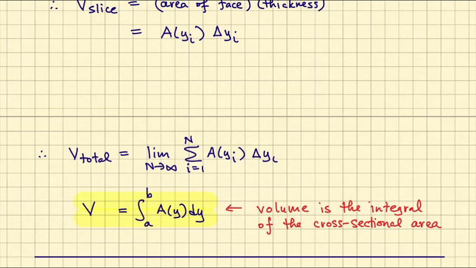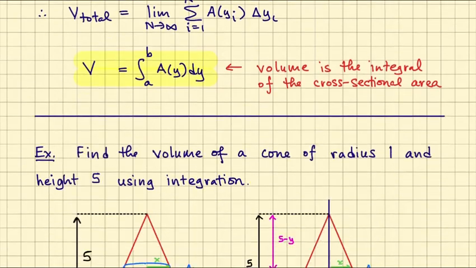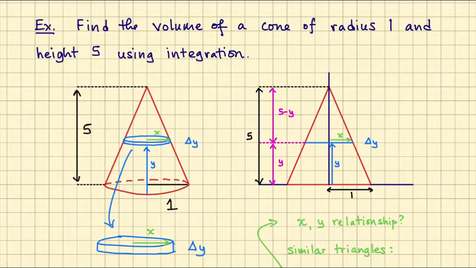So in essence, this shows us that the volume is the integral of the cross-sectional areas. So if we ever have a shape such that when we slice it, we're able to find the cross-sectional areas for the varying slices, then we'll be able to compute the volume via an integral. Let's look at a concrete example of this concept.